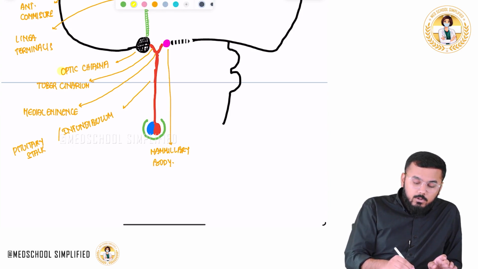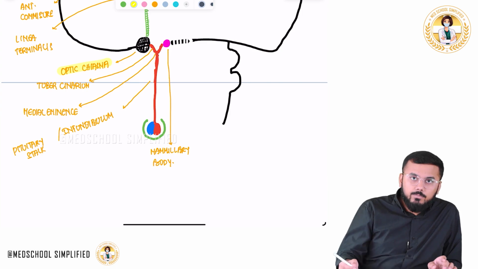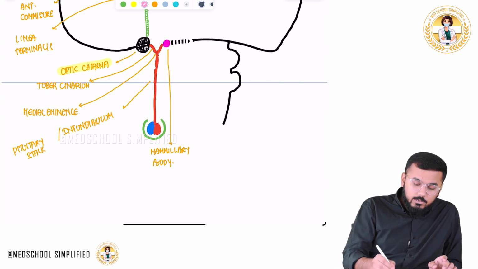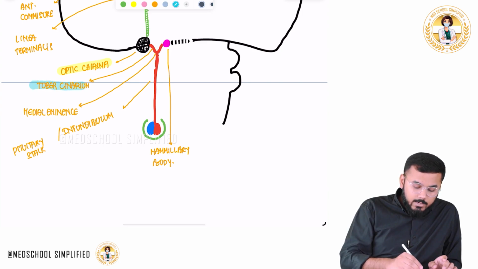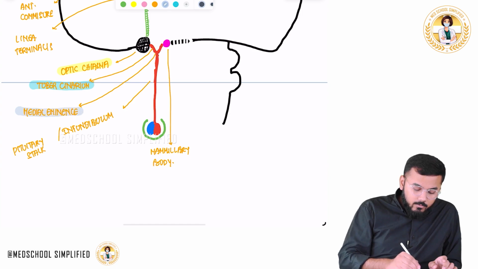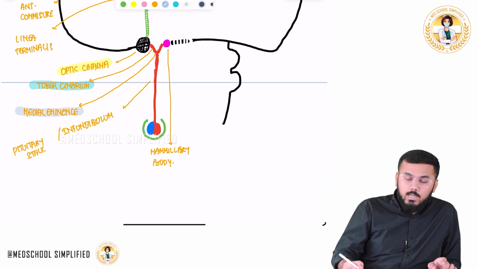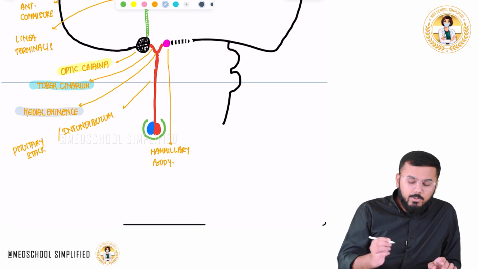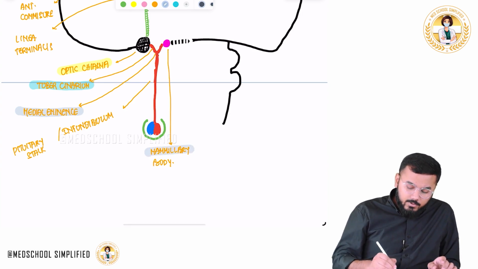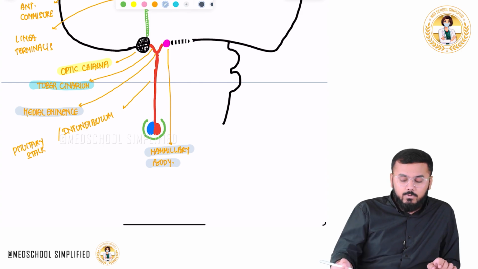The first important thing over here we discussed is the optic chiasma, right? Behind the optic chiasma, what is the thing? The tuber cinereum is present. Behind the optic chiasma we have the tuber cinereum, and behind the tuber cinereum we have something called the medial eminence. Leave the medial eminence part. The optic chiasma, tuber cinereum, and after that we have the mammillary body over here, right?